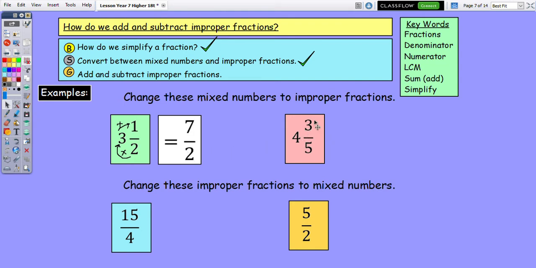Exactly the same with this one. I multiply these two numbers together and add the numerator. 4 times 5 is 20, plus 3 is 23 over 5.